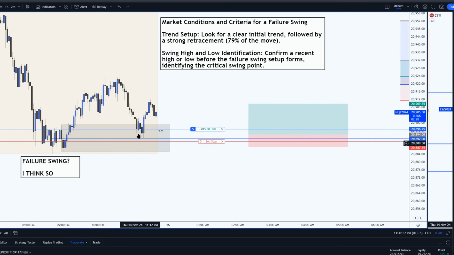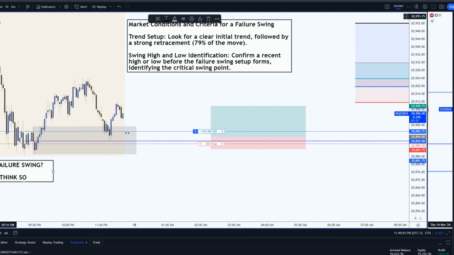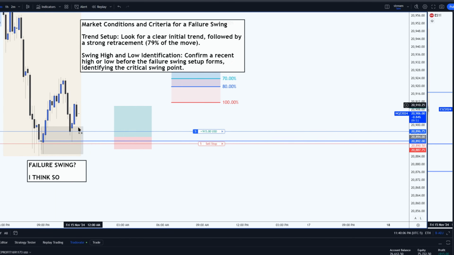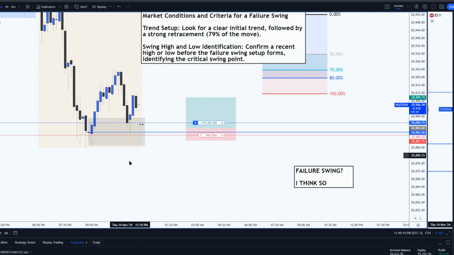Sometimes they're not as precise as this. This is just like the perfect example of it. Another thing that can help you identify them is identify the swing low that it's going to retrace into. They commonly are going to be retraced into swing highs and lows.